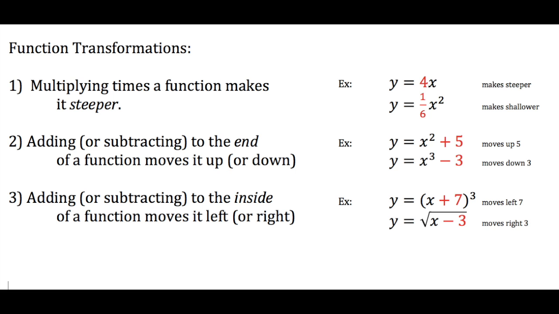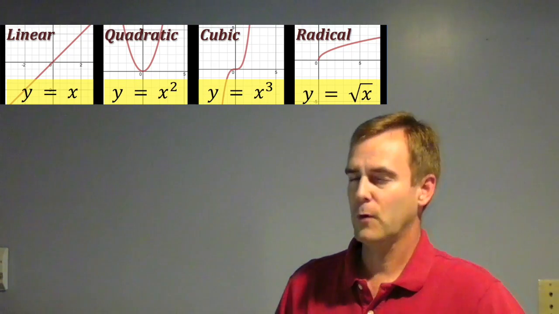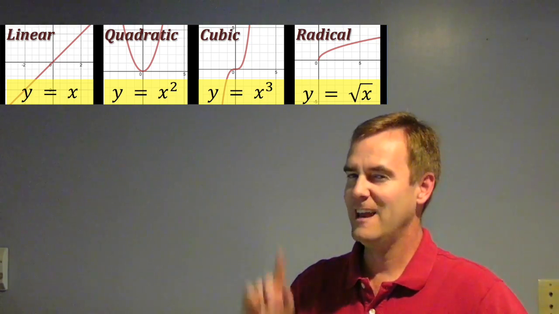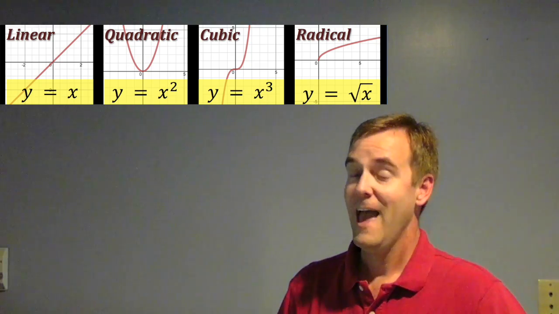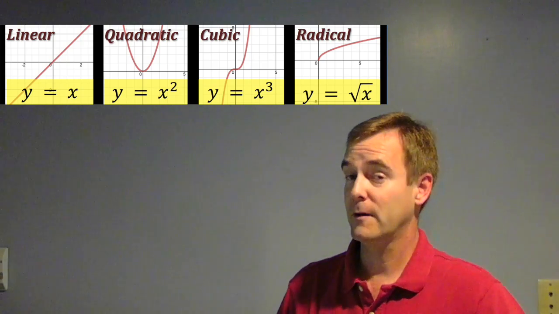Adding something after the function has sort of done its job moves the function up. Subtracting moves the function down. But adding before the function sort of does its thing to the x moves the function to the left. And subtracting before the function gets its hands on it moves it to the right. With a little bit of practice, you'll learn how to recognize any one of these four parent functions and how to predict what's going to happen to those functions when they become children after you've changed them.